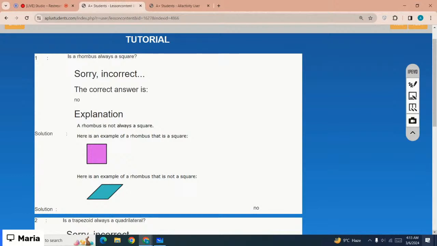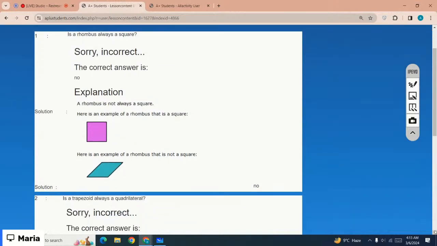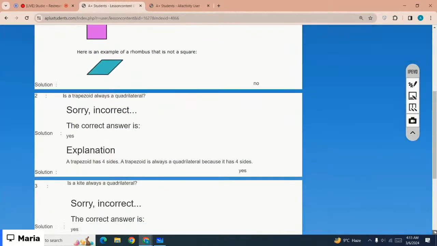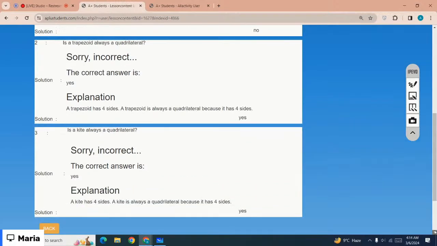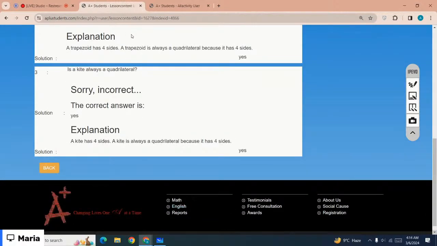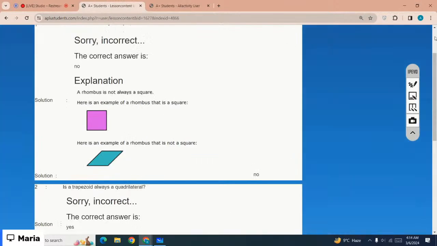The next question is, is a trapezoid always a quadrilateral? A trapezoid has four sides. A trapezoid is always a quadrilateral because it has four sides. Quad means four. Quadrilateral is a four-sided shape. So a trapezoid is also a four-sided shape. So yes, a trapezoid is always a quadrilateral, right? Okay, is a kite always a quadrilateral? Yes, a kite also has four sides. So a kite is a quadrilateral.